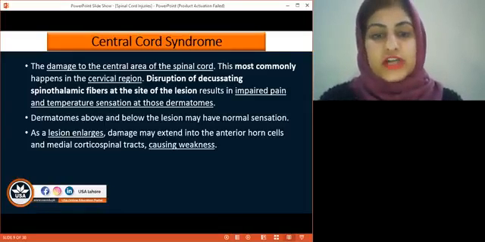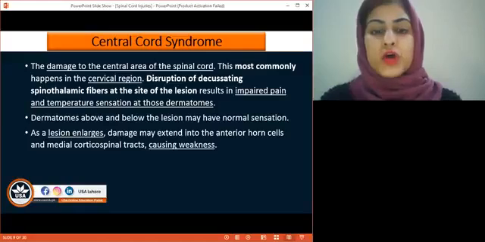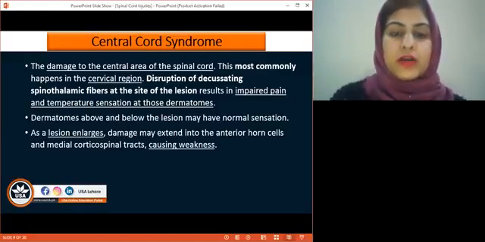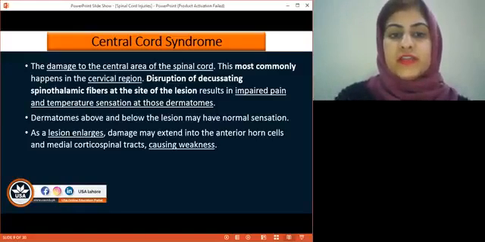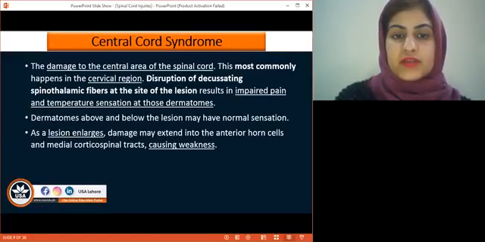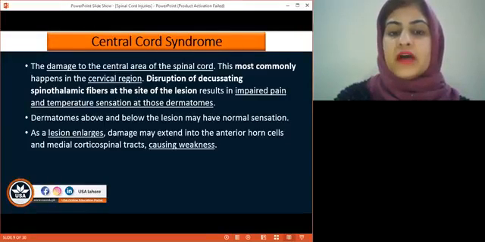As the lesion enlarges, the damage may extend into the anterior horn cells and medial corticospinal tracts, causing weakness. So, revising these points, we know that damage is in the central area of the spinal cord. This is more common in the cervical region. The disruption of decussating spinothalamic fibers occurs at the site of the lesion. The fibers above and below are just normal. This results in impaired pain and temperature. As the lesion enlarges, this may result in weakness.